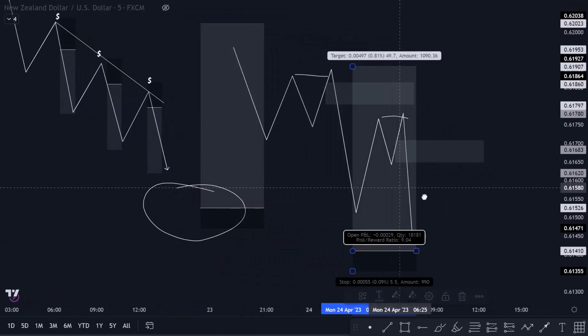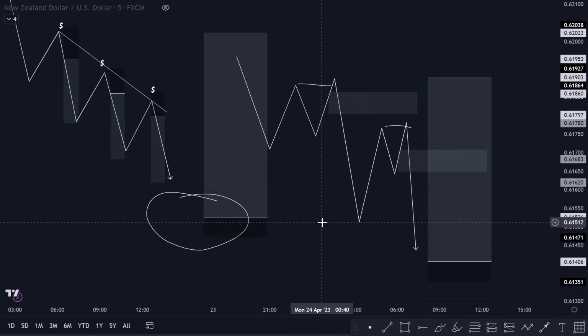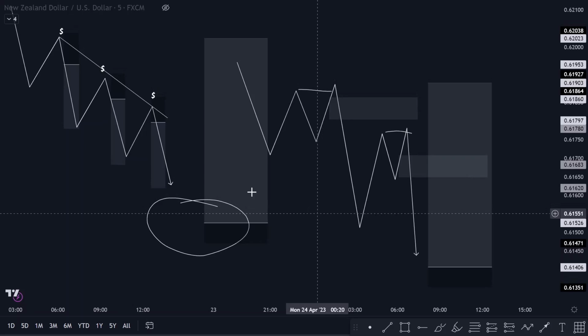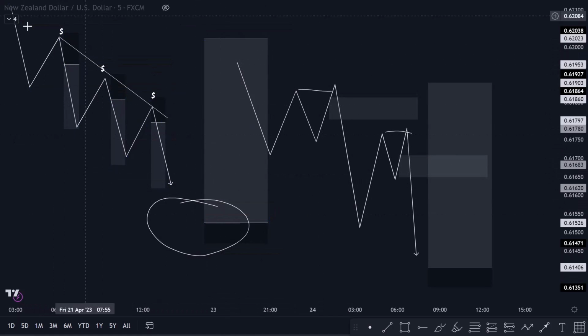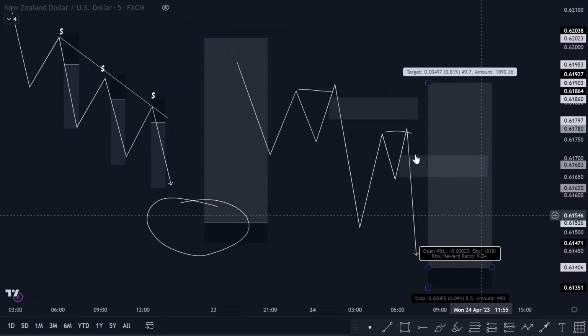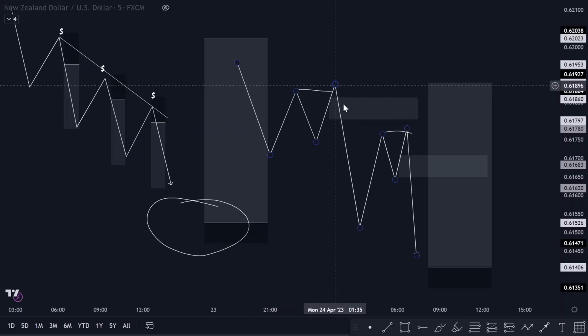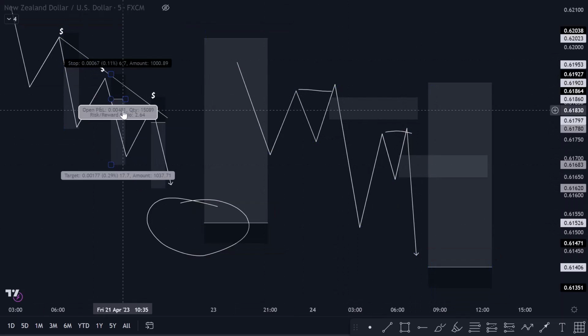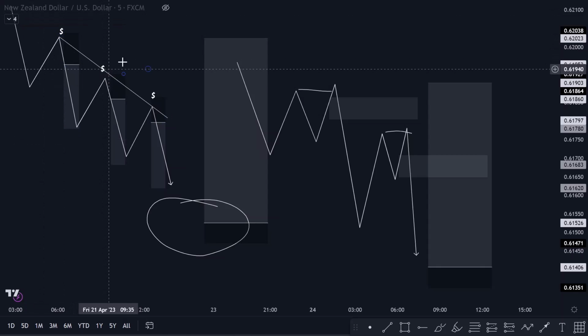Similarly, you're also entering here. What is the difference? The difference is on this trade, you are trading with the flow, with the order flow. On this trade, you are trading against the flow. You can see the flow was down.